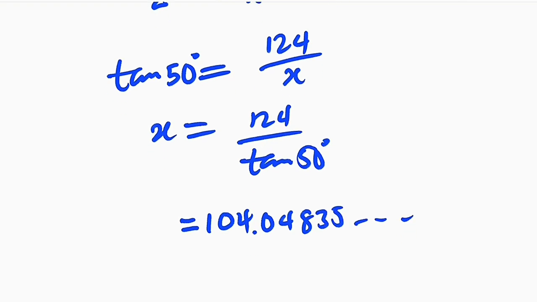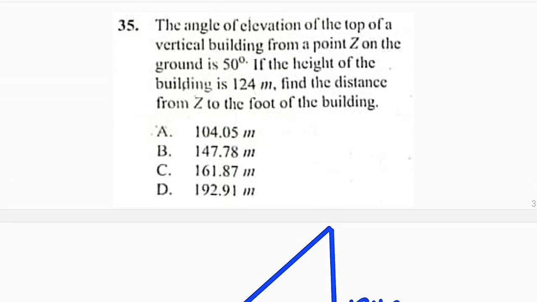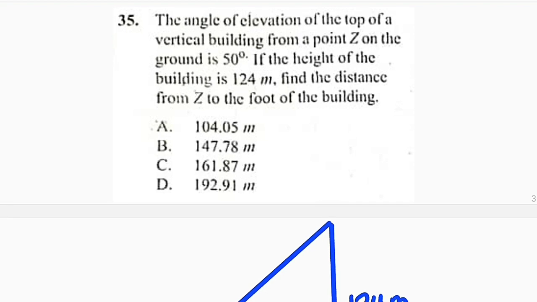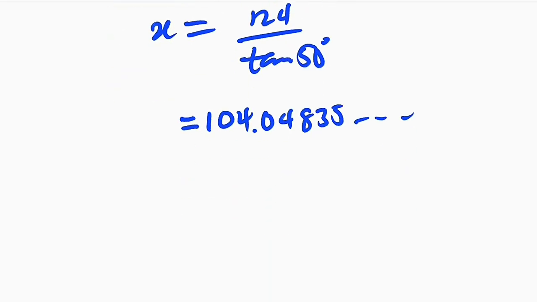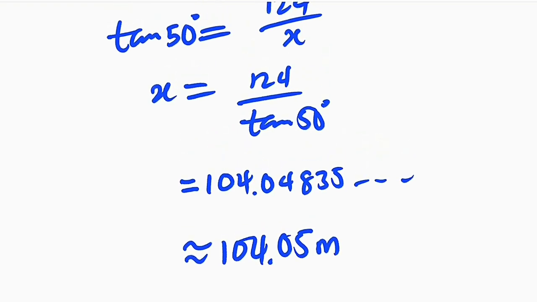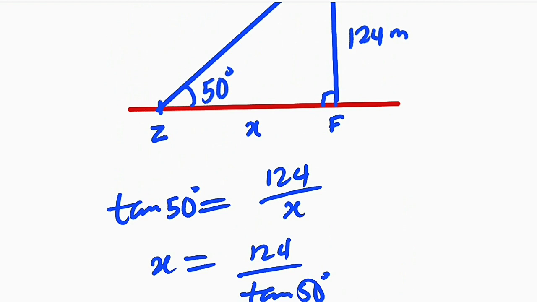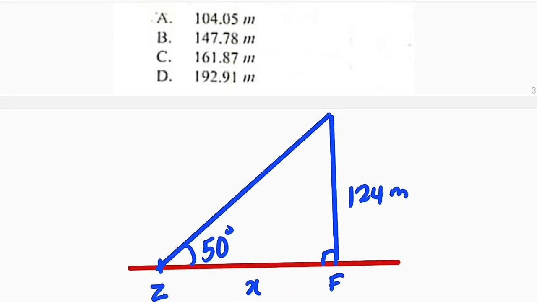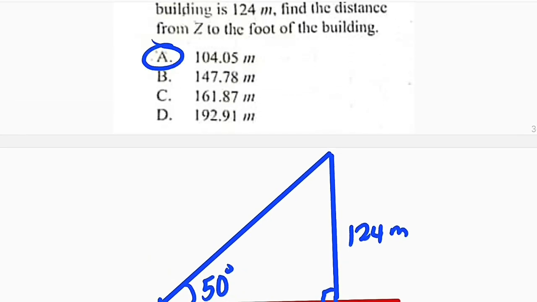I have this to be equal to 104.04835 and so on. But what did they say? Okay, they round it to 2 decimal places. So to 2 decimal places, we have this to be approximately 104.05 meters. So this is the distance from the foot of the building down to Z, right? We have it as option A.